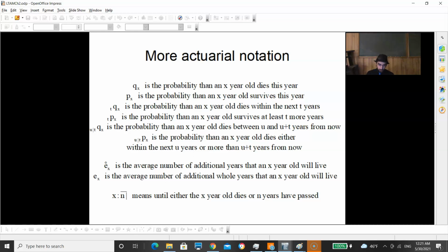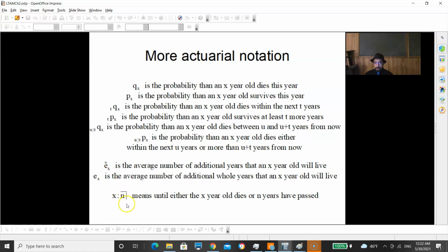E sub x without the circle is called the curtate expectation of life. It's the average number of additional whole years that the X-year-old will live. E sub x is always less than circle E sub x. But not by much, right? It's going to be less by about half.